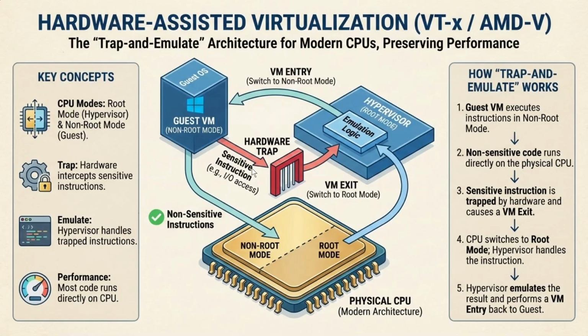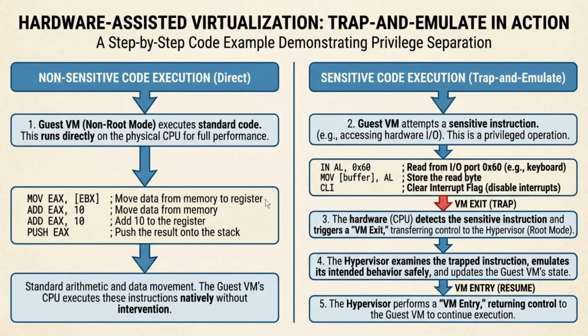Let's look at an example to understand this better. Here, we have two types of instructions that we talk about. On the left side, we can see how a non-sensitive code is directly executed on the physical CPU, giving us the highest performance. Since we are simply moving data between registers and doing simple addition, we know this code won't affect the current state of the host machine, so we can run this code on the physical CPU.